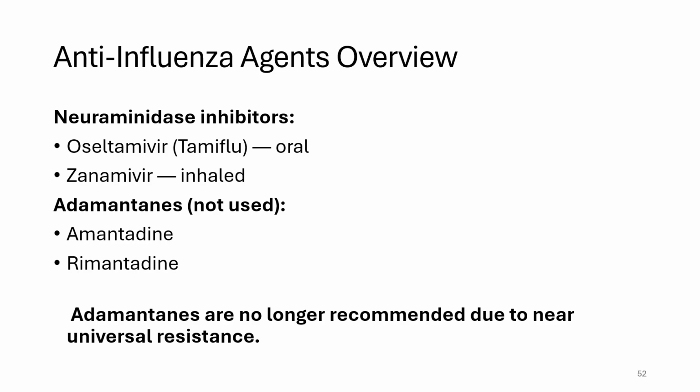You may also see Amantadine and Rimantadine, known as the Amantadines, listed historically. These are really not recommended anymore because the influenza viruses have developed almost universal resistance. So our neuraminidase inhibitors are now our first line for flu.